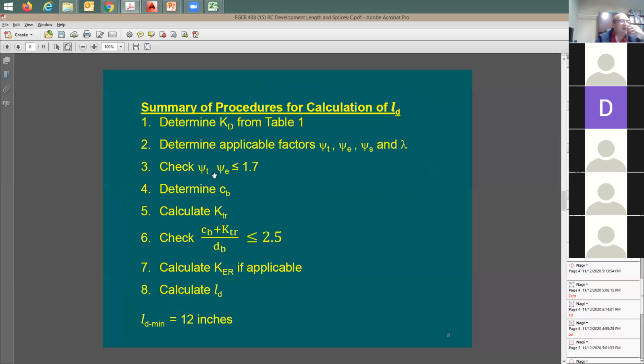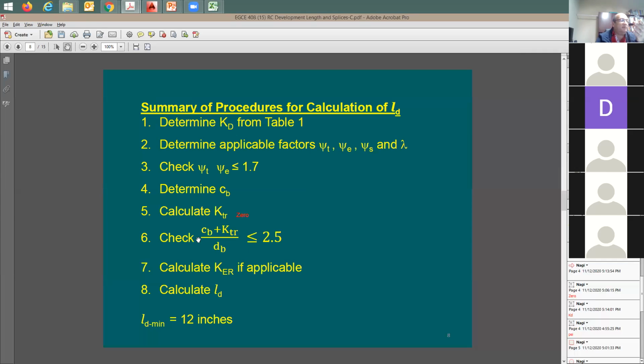Now you need to check this product, psi T and psi E. If it is more than 1.7, you take it as 1.7, and then you do the C sub B. How's that? You look at the geometry of the problem, and then you see the edge distance, or the spacing, or the cover thickness. And then you do KTR. How much is KTR? Just take it as 0. Forget about it, one less item to take care of.